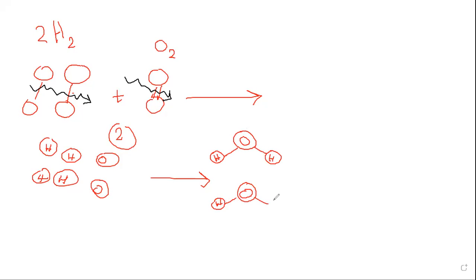So could you tell me here, how many hydrogen atoms did we start with? 4. And how many hydrogen atoms do we end with? 4 also, but in a different order. How many oxygen atoms did we start with? 2. And we end with? 2 also. So the number of atoms is still the same.